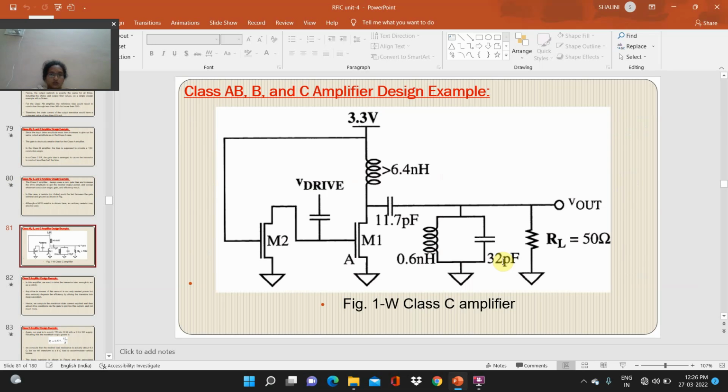The inductor value should be greater than 6.4 nanohenry with 32 picofarads, and 0.6 nanohenry with 11.7 picofarads. All the values should be like this for class A, B, C amplifier design.